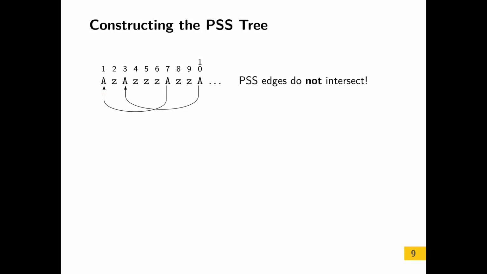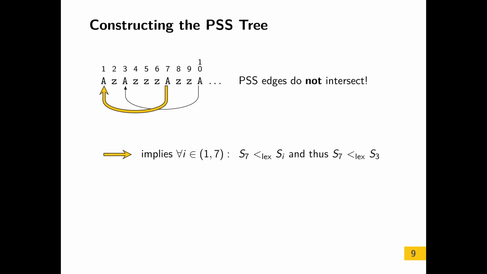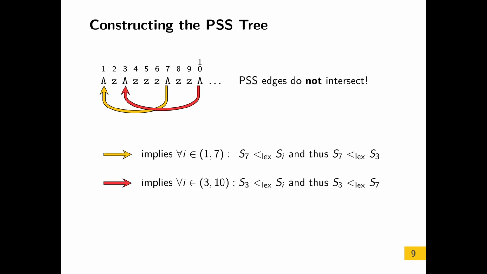When drawn underneath the text, previous smaller suffix edges do not intersect, which means that a situation like the one displayed here is impossible. The left edge implies that all suffixes starting between positions 1 and 7 are lexicographically larger than suffix 7. In particular, this also means that suffix 7 is smaller than suffix 3. On the other hand, the right edge implies that all suffixes starting between positions 3 and 10 are lexicographically larger than suffix 3. In particular, this also means that suffix 3 is smaller than suffix 7. Because of this contradiction, the edges cannot intersect.